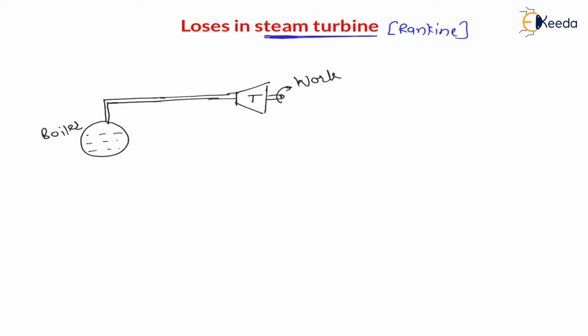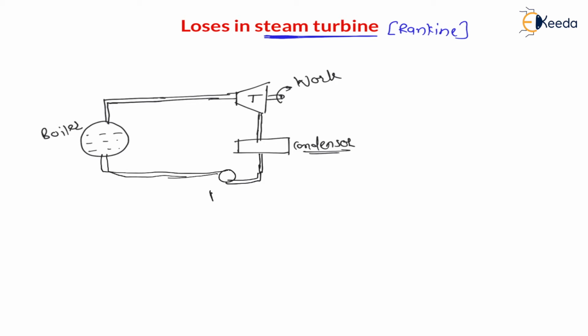Whenever work is produced in the turbine, the exhaust of turbine is again flowing through the pipeline to the condenser. There will be a condenser, right, where heat is rejected at constant pressure. Now this condenser converts the steam into saturated liquid state. Therefore at the exit of condenser there is a saturated liquid state, so we need a pump here, and this pump supplies this liquid to the boiler again, right?